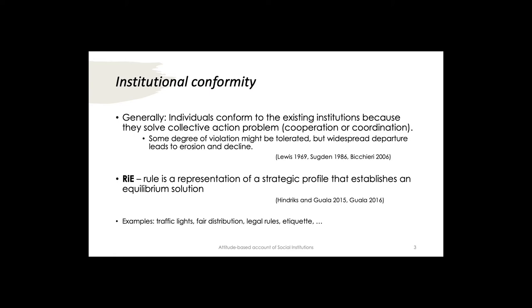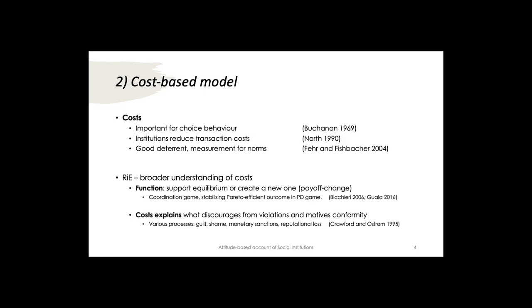The familiar cases of institutions involve traffic lights, norms of fair distribution, legal rules, or etiquette and dressing conventions. The idea of costs linked with institutions is not a new development of the rules-in-equilibrium theory. It has been acknowledged before in economics that costs have an important role for our choice behavior, and that institutions help to reduce transaction costs.